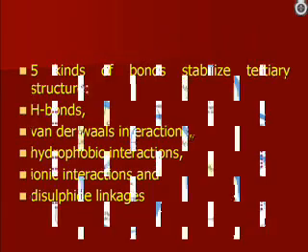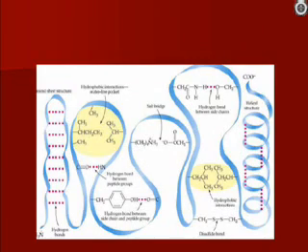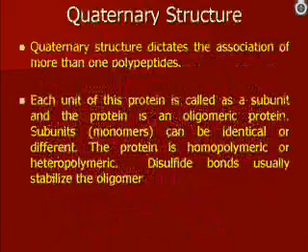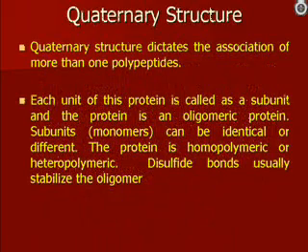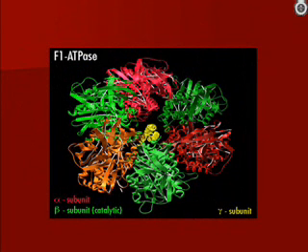And the fourth and the last conformation in the protein structure is the quaternary structure. Quaternary structure dictates the association of more than one polypeptide. Each unit of this protein is called a subunit, and the protein is an oligomeric protein. Subunits can be identical or different. The protein is homopolymeric or heteropolymeric. Disulfide bonds usually stabilize the oligomer.